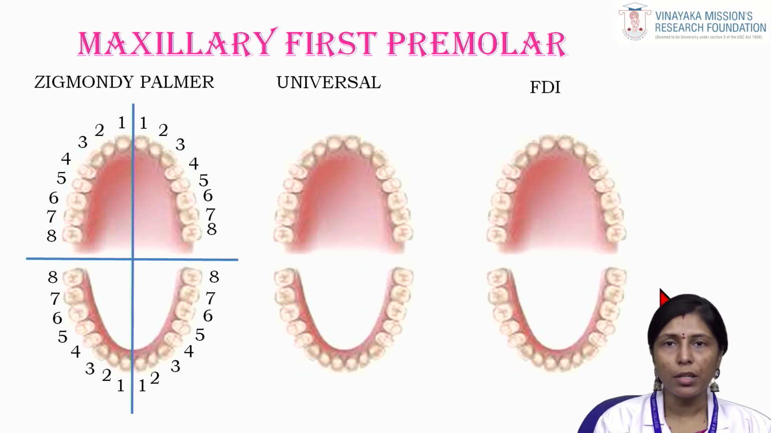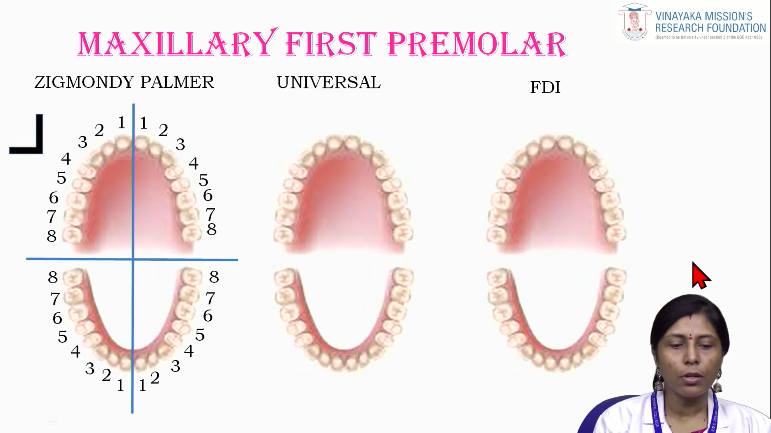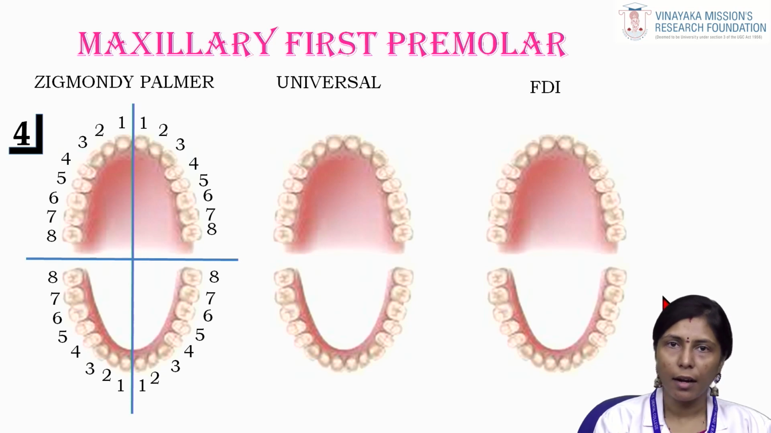So the tooth number for right maxillary first premolar is, you have to draw a mirror image of L and write 4. So that is the Zsigmondy-Palmer notation for maxillary right first premolar. For maxillary left first premolar, the same number 4, you have to write it L and then write 4. That's how you are supposed to number the tooth of the maxillary first premolar.